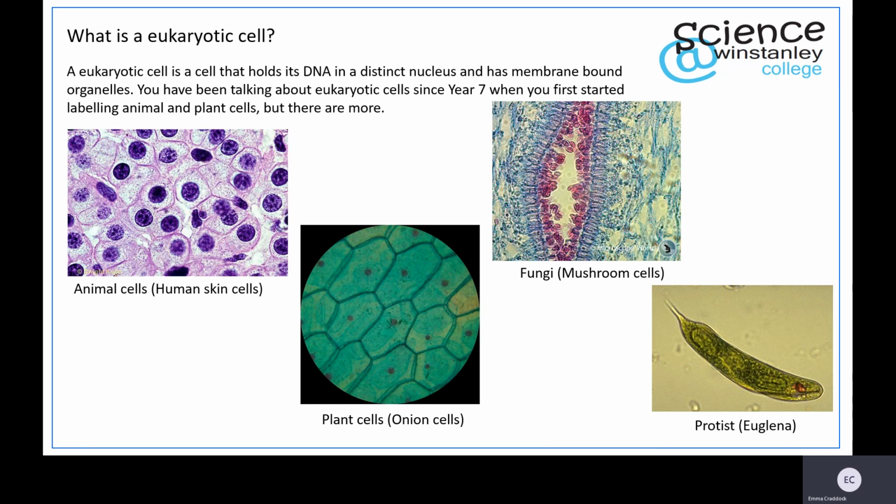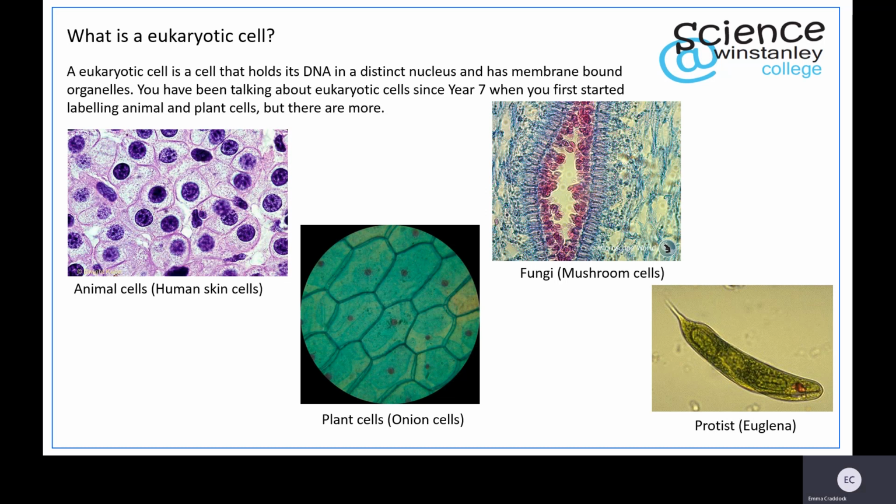So what is a eukaryotic cell? A eukaryotic cell is defined by a cell that holds its DNA in a distinct nucleus and has membrane-bound organelles. You've talked about eukaryotic cells since year 7, when you first started labelling animal and plant cells, but there are many more eukaryotic cells.